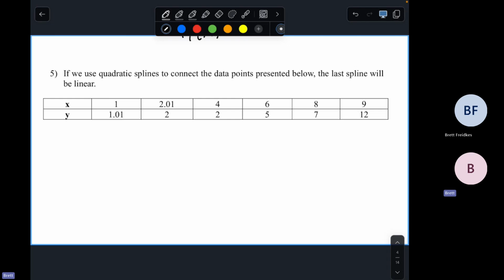Okay, who says it's true? Who says it's false? Okay, some people didn't raise their hands. Is that an F? That's an F.